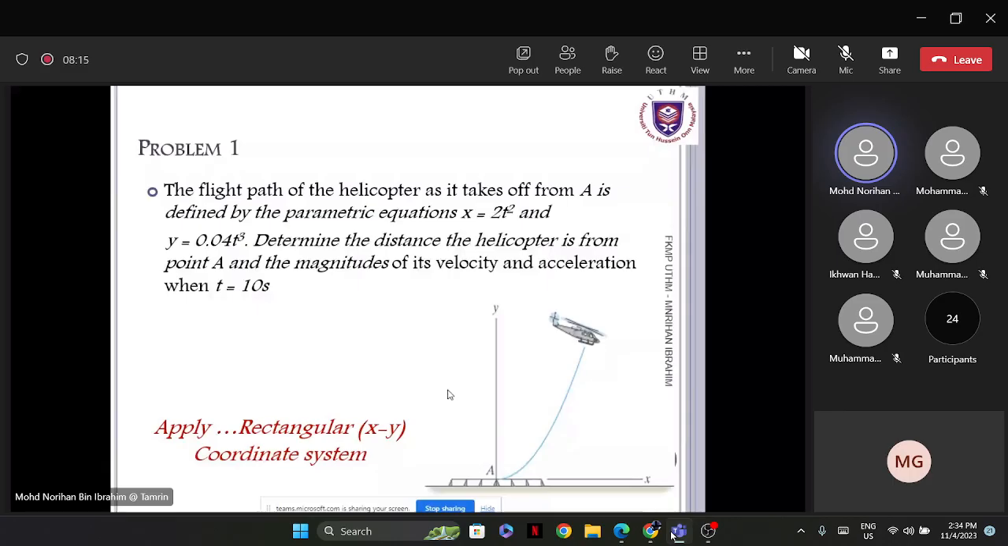Take off from A at the ground level is defined by the parametric equations of x equal to 2t squared and y equal to 0.04 t cubed. Determine the distance the helicopter is from point A, and the magnitude of its velocity and acceleration when t is equal to 10 seconds.